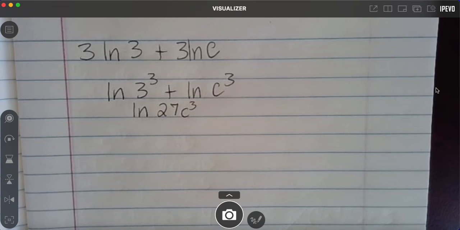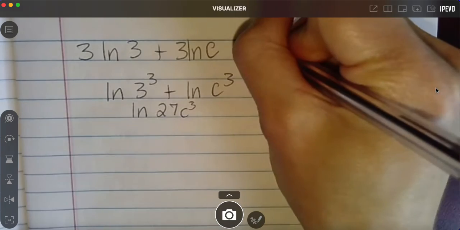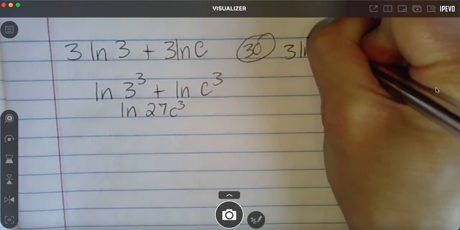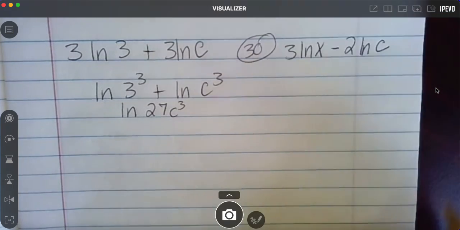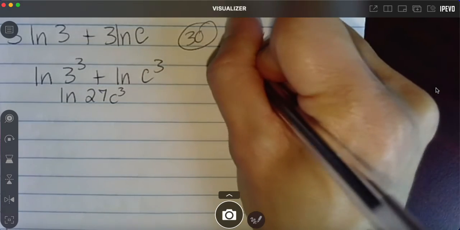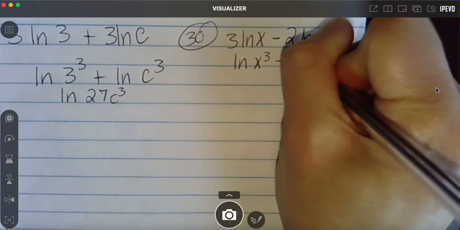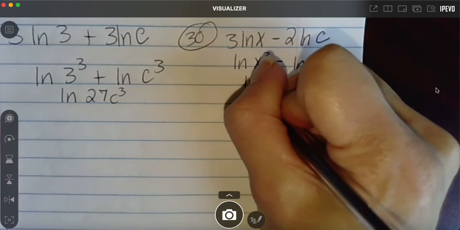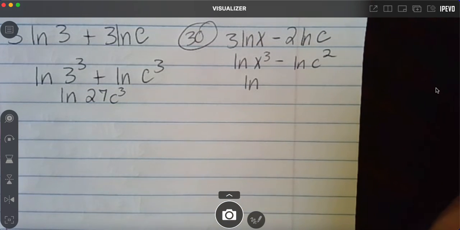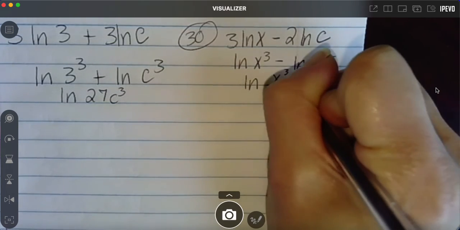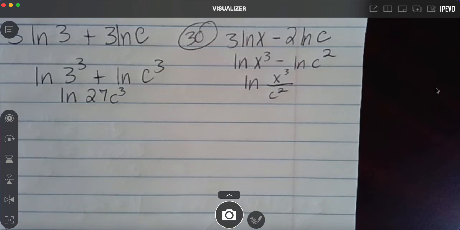Number 30 is like this. Let's look at number 30. It has a natural log written in front. On this one, the numbers out front go to where? Your exponent. That's an x to the third and a c squared. Are we done? No. When I'm subtracting, I would write it as what? Division. X to the third over c squared. So the natural log of x to the third over c squared. Yeah, so that's A.